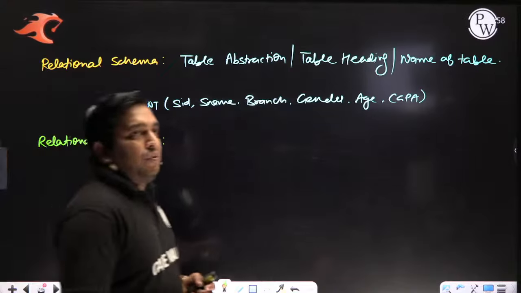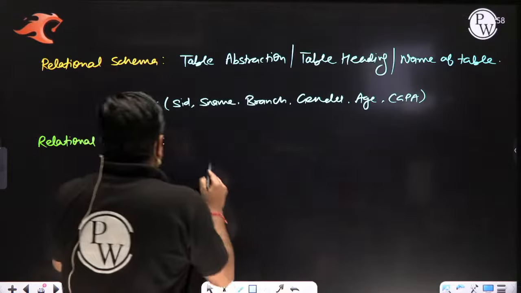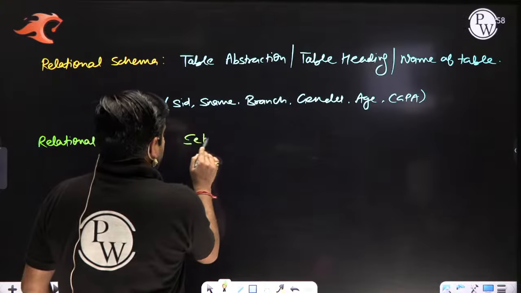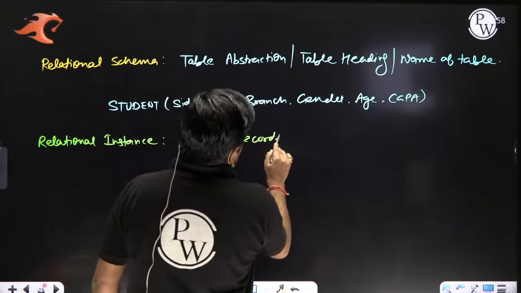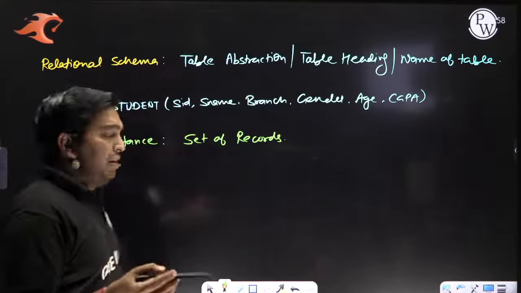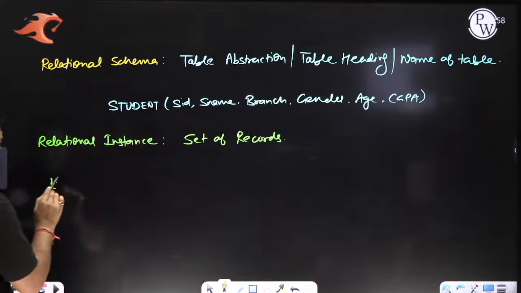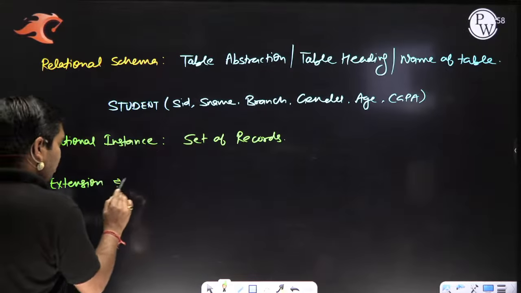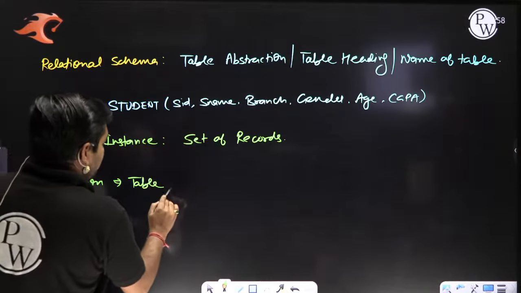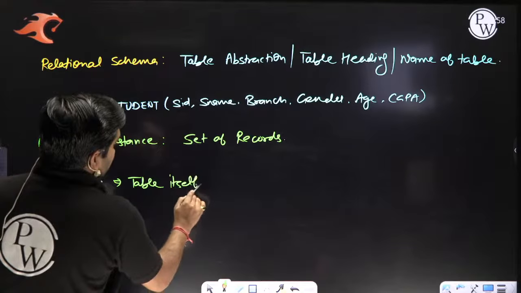Yes, very good. GATE, very good. Set of records. Okay. And next one is extension. Extension means what? Table itself. Table itself, for the table.